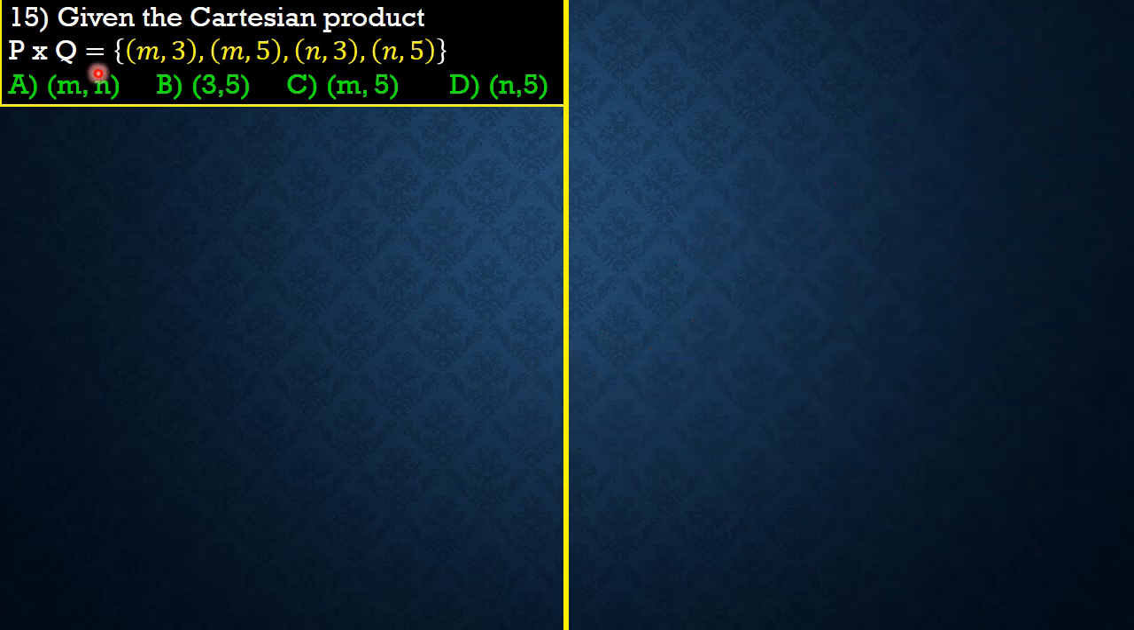Our question 15, guys, simply reads: given the Cartesian product P cross Q equal to, we have M, we have this. Now they want us to get the set Q. Oops, guys, there was an omission here. Maybe I should just indicate it, guys. There was some omission here, but please indicate it. They were asking for the set Q.